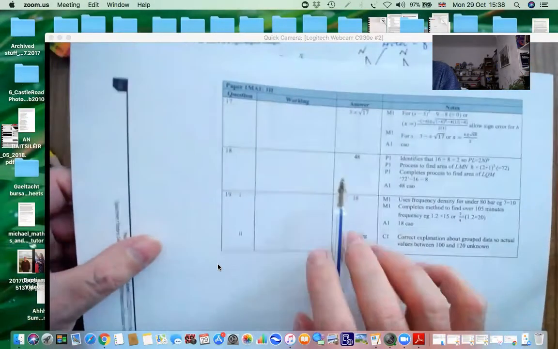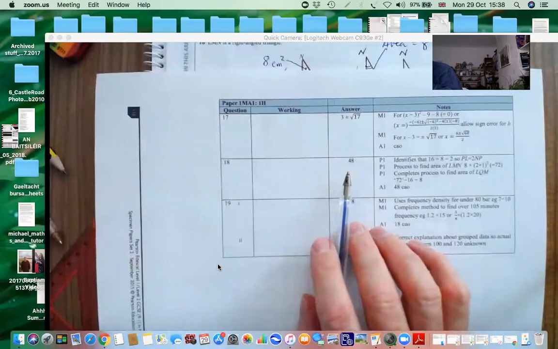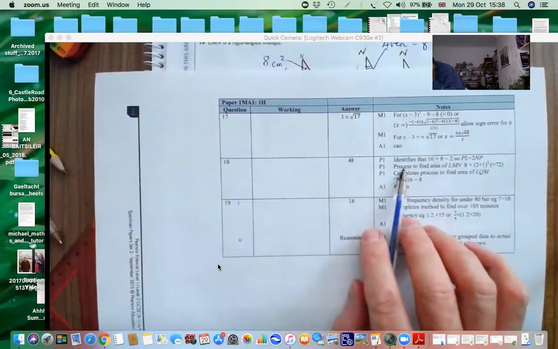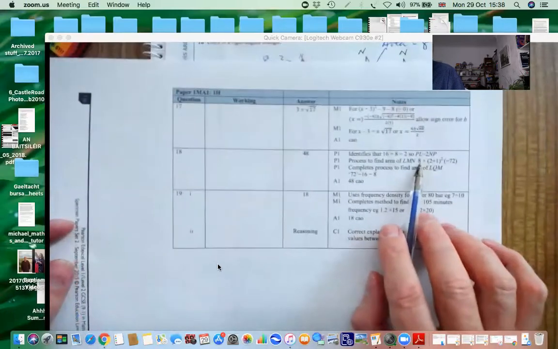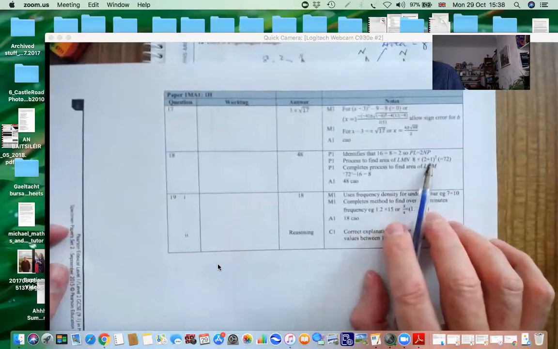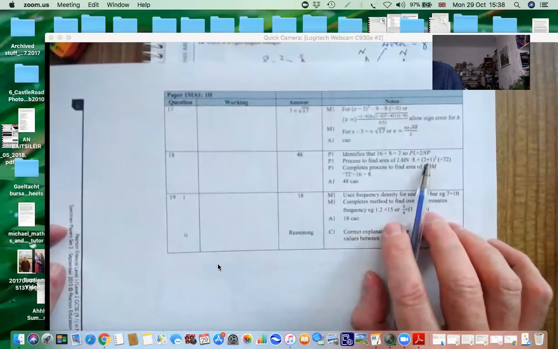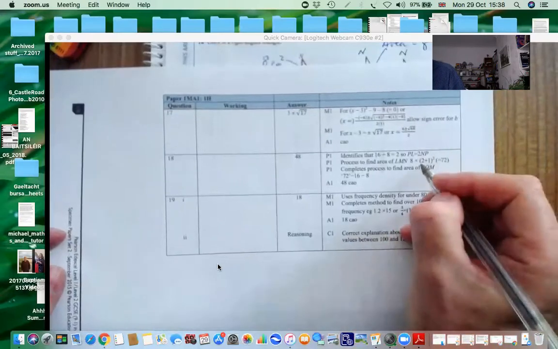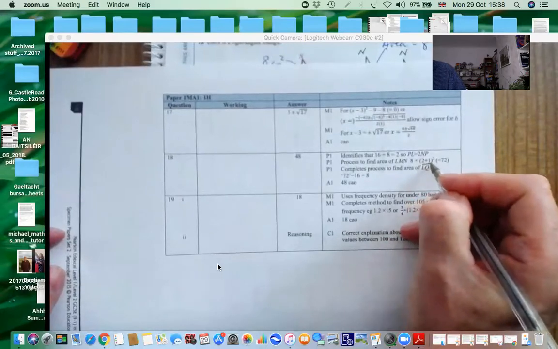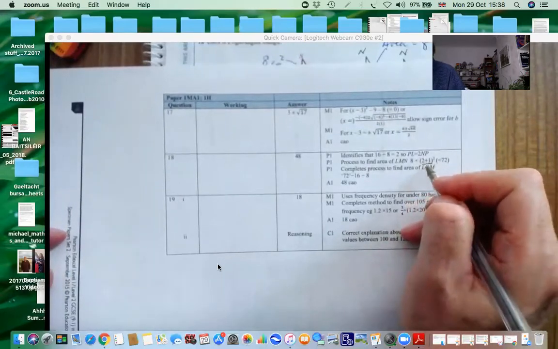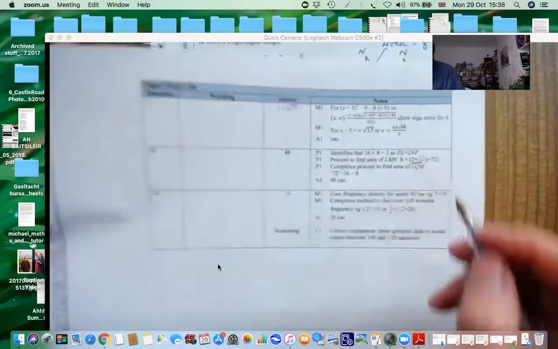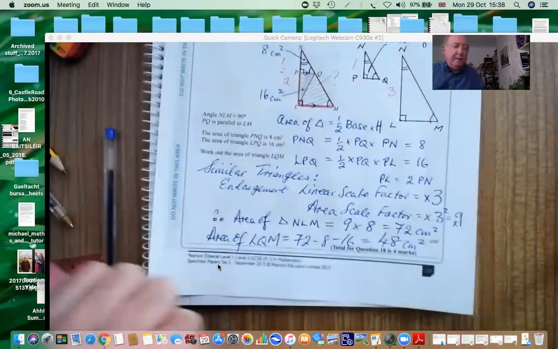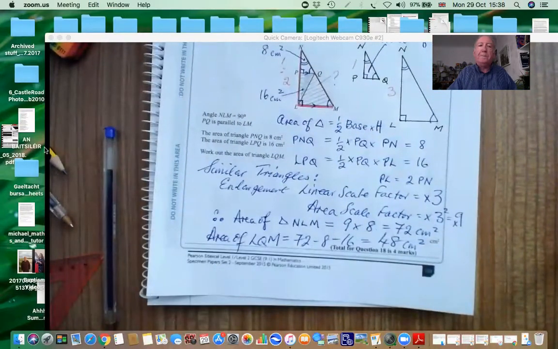So we had to work out and get the 48, but there's quite a lot of processing to be done. You see that here we've got the 8 multiplied by 2 plus 1, 3 squared. This is your linear scale factor inside the brackets, and then squaring it to get the area scale factor to work our way up to 72. Then take away the 2 smaller areas, and that gives us the final answer.